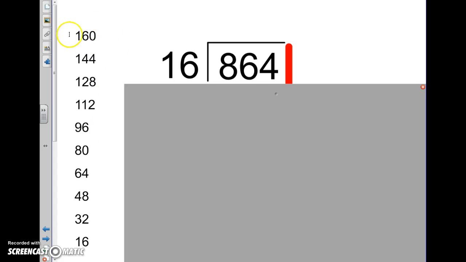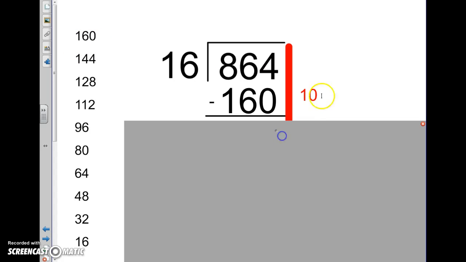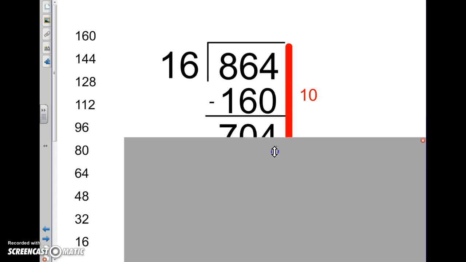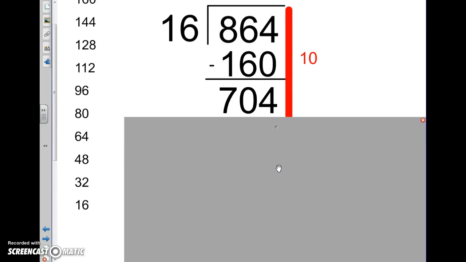So for example, on this multiple tower, 160 is the biggest one that I see, right? So I know that if I took out 16 cookies 10 times, this is the 10th multiple, that would be 160. So if I took out 160 cookies, that would be the 10th multiple of 16. That's like 10 days, right? So there would be 704 cookies left.